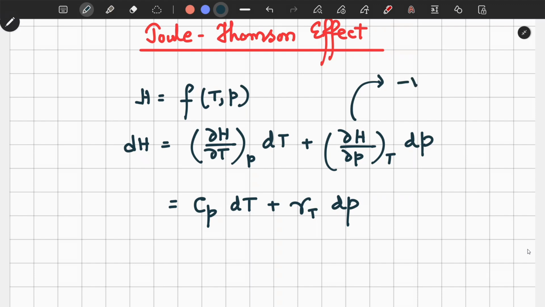Which one? Minus V, minus B or plus B, I think. Plus B minus del V, del T at constant P dt. Correct. This was the expression.